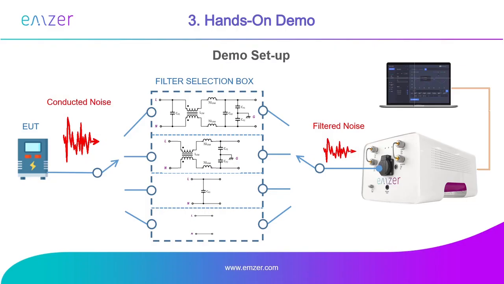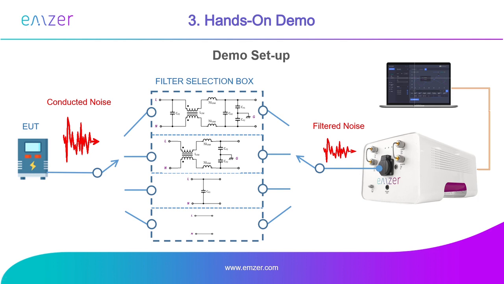All right, now we're going to go on for a real demo. But first, let me explain the demo setup that has been prepared here. Using the EMSCOPE and a laptop connected to it, we will test a known EUT that fails the EMC test. We have also added a power line filter selection box so we can easily switch between the different filters to see the differences in the results.